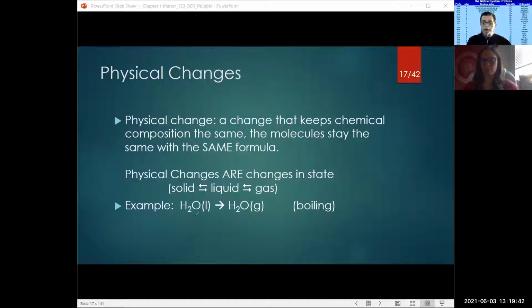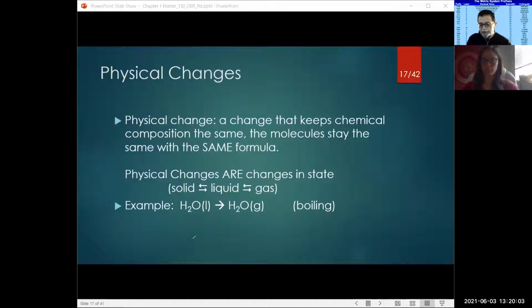Since water is going from liquid to gas, obviously that's boiling, okay? That's all it is. Now, the water molecule does not break apart, and that's the important part. The water molecule remains intact as H2O. Nothing has happened to the structure.